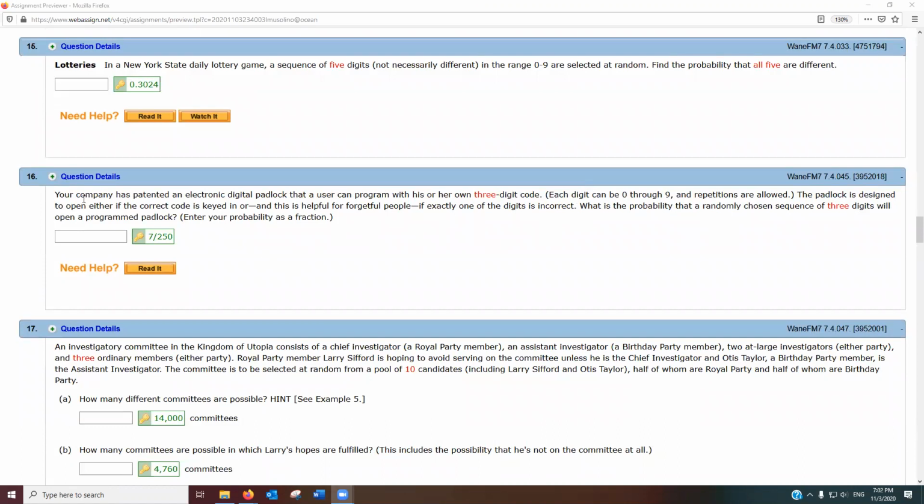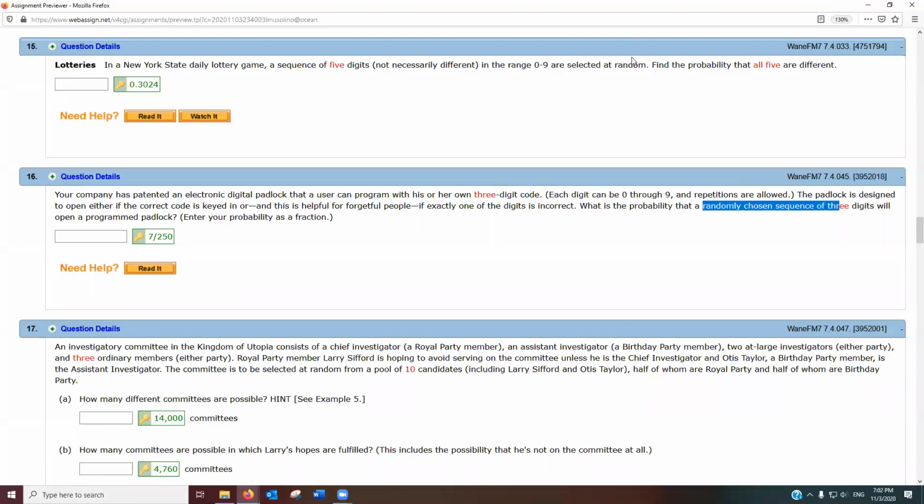It says your company has patented an electric padlock with a 3-digit code. Each digit can be 0 to 9 and repetitions are allowed. The padlock is designed to open either if the correct code is keyed in or if exactly one of the digits is incorrect. What's the probability that if you randomly pick 3 digits, you'll get the correct code to open up this padlock?